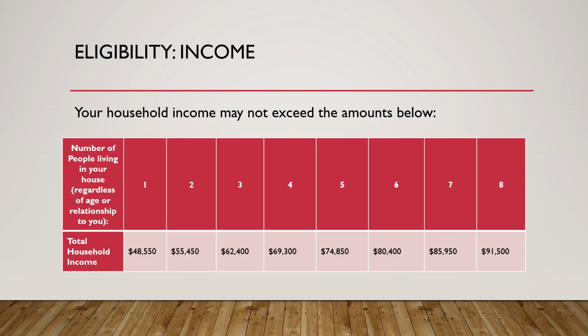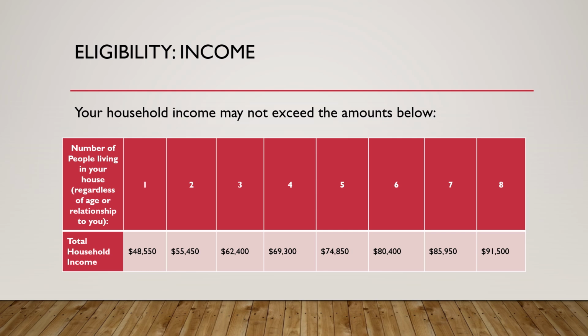Your household income is a key qualifier for this program. The table listed here shows the maximum amount a household size cannot exceed. Your household is a makeup of all the people living in the home, regardless of the familial status. All household members over the age of 18 must provide income documentation.